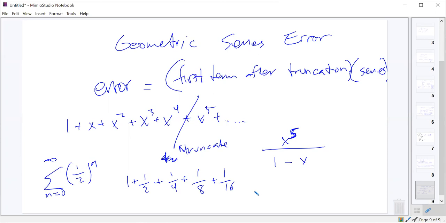And I would know that my error is always less than 1/2 to the 5th, so that next term, divided by 1 minus x, or times the original series, which was 1 over 1 minus x. So this would be 1/2 to the 5th power divided by 1/2, whatever that comes out to be. But our error would always be less than that next term times the original series. That makes sense? Everybody good there?